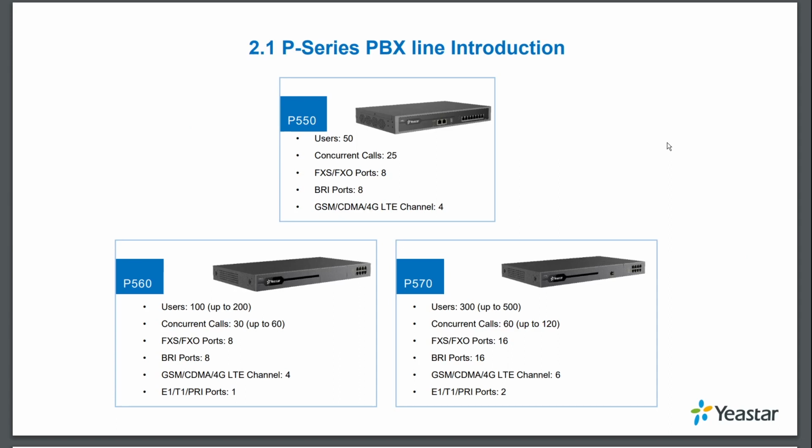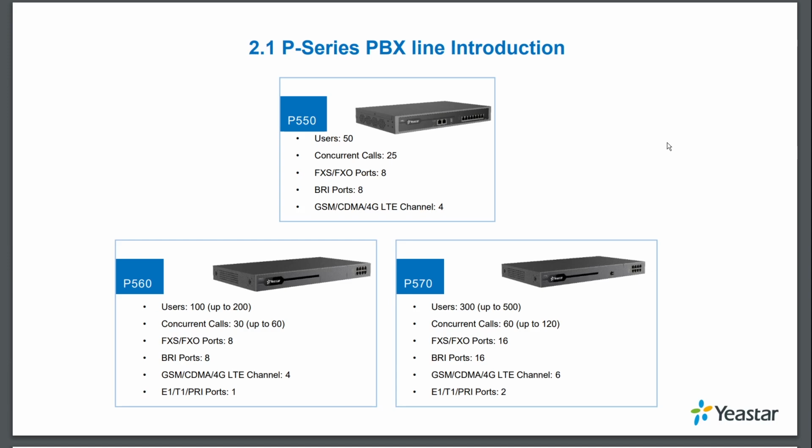Okay, so as you can see, for the P-Series system, we have 3 models in total. They are P550, P560, and P570. From P550 to P570, they can cover from 50 users to maximally 500 users. Wow, that's exactly a system designed for the SME market. Once again, as you guys can see here, for concurrent calls, P550 gives you 25, P560 gives you 30, but you can change it to 60. And P570, originally you can have 60 concurrent calls, maximally you can have 120 concurrent calls.